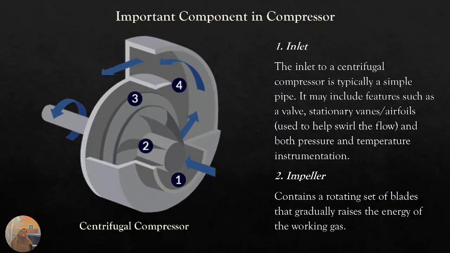Important components in a compressor are, first, the inlet. The inlet to a centrifugal compressor is typically a simple pipe. It may include features such as a valve, stationary vanes, or airfoils, which are used to help swirl the flow, and both pressure and temperature instrumentation. Second is the impeller. The impeller contains a rotating set of blades that gradually raises the energy of the working gas.